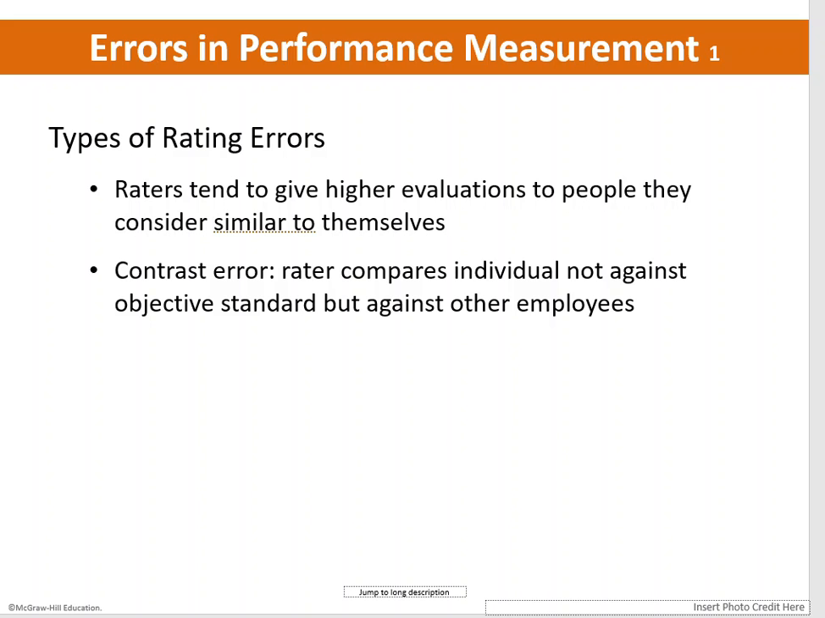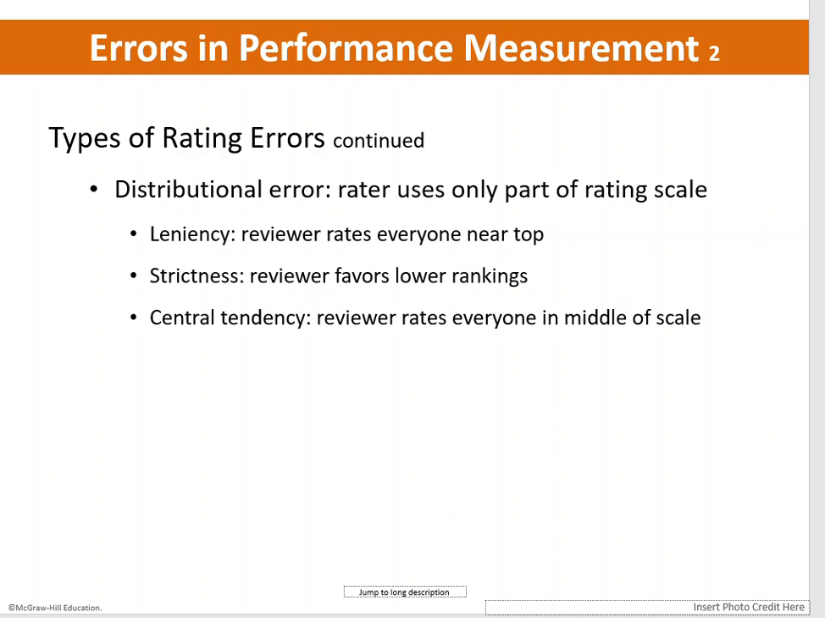Types of rating errors. Raters tend to give higher evaluations to people they consider similar to themselves. If I think they're good characteristics in me, I'm going to think they're good characteristics in, say, my subordinate, and rate them higher because of that. I can also have a contrast error. The rater compares an individual not against the individual standard, but against other employees. So I may have an employee that's awesome. They do the job well, they do extra work, they get so much done in a day. It's unbelievable. Well, I can't compare everyone to that individual if they're working above the expectations for that position. And sometimes it's hard to do.